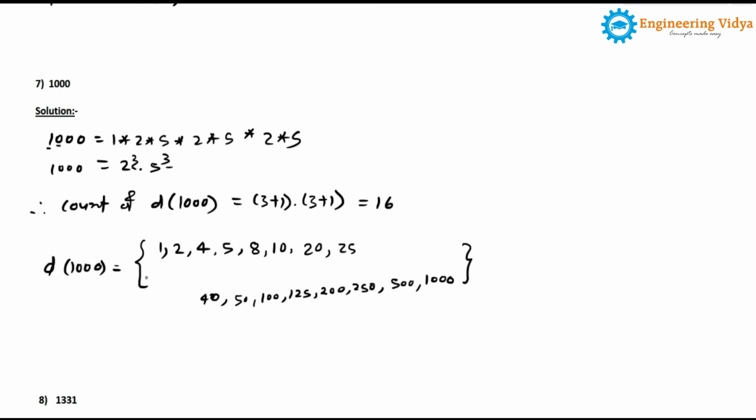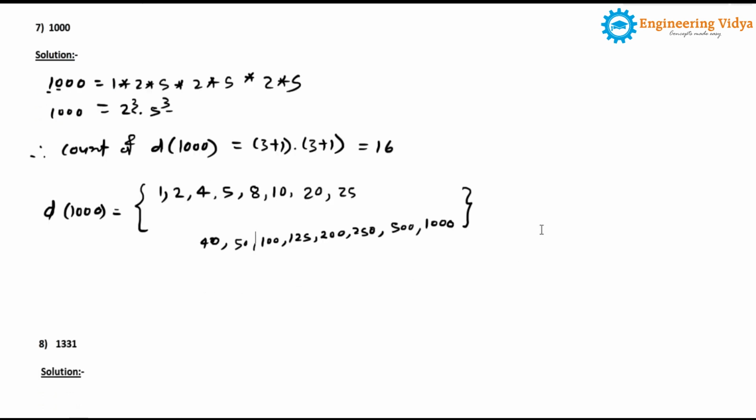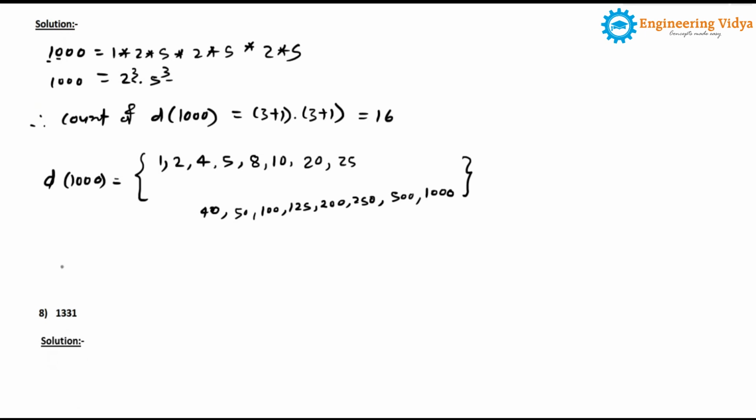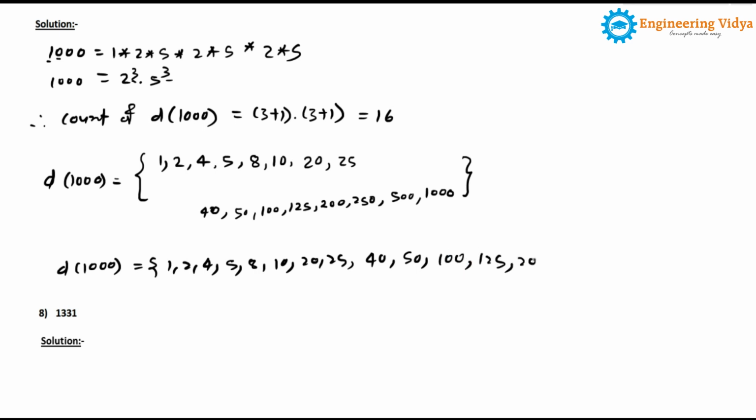So these are the 16 different numbers that can divide 1000, and you can write it in a systematic form also. So the divisors of 1000 will be nothing but 1, 2, 4, 5, 8, 10, 20, 25, 40, 50, 100, 125, 200, 250, 500 and 1000.